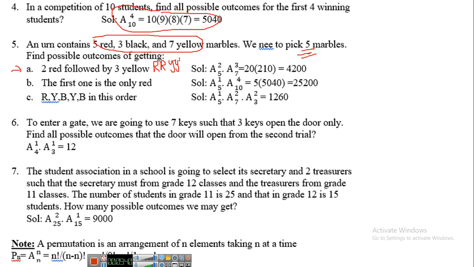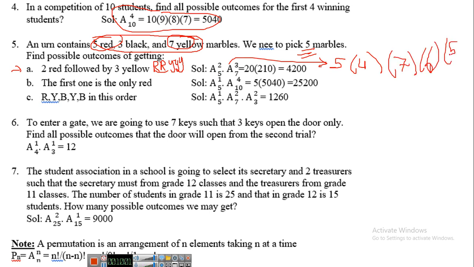So I want 2 red. How many red do I have? I have 5 red, so it's an arrangement 2 out of 5. And then I want 3 yellow, so it's 3 out of 7. So the answer will be 5 times 4, and then from 7 you go 3 times: 7, 6, then 5.